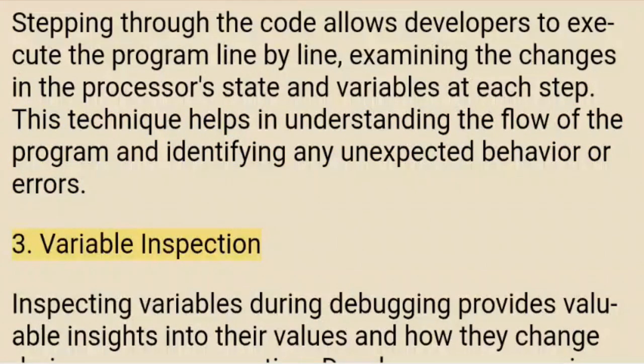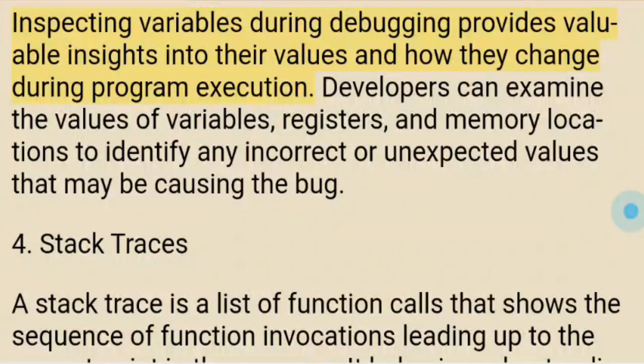3. Variable inspection. Inspecting variables during debugging provides valuable insights into their values and how they change during program execution. Developers can examine the values of variables, registers, and memory locations to identify any incorrect or unexpected values that may be causing the bug.